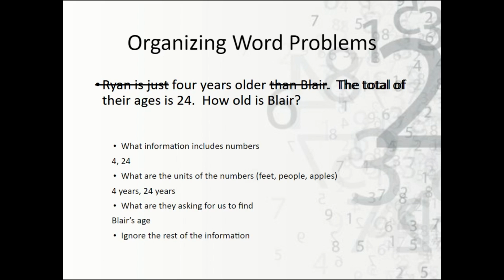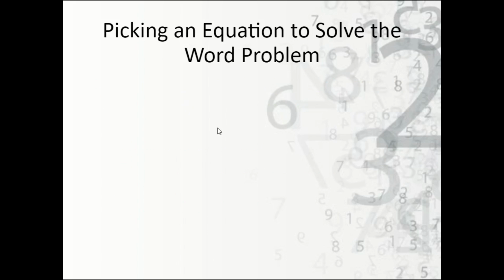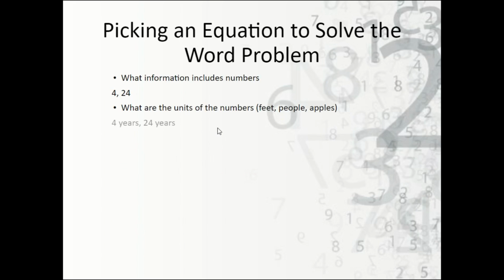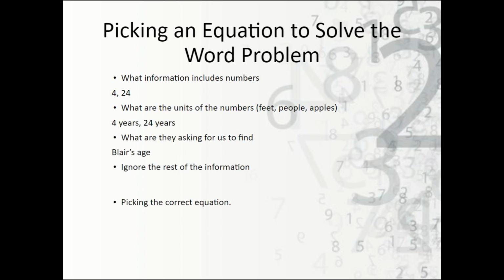We do need to know the names a little bit just so we can keep it straight, but in reality, the names don't matter that much. We want Blair's age, and we know that she's 4 years older than Ryan, and their total is 24. So we write our equation based on the numbers, the units, and what they're asking us for. So we ignore the rest. So picking the correct equation, total equals the sum, right? Where the sum of their ages, or the total of their ages, is 24.